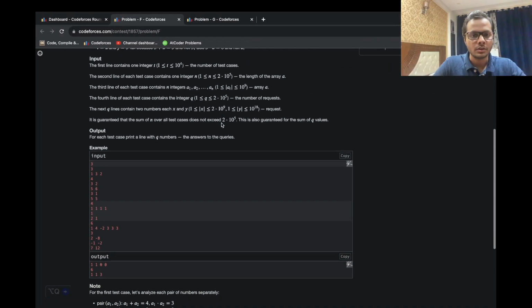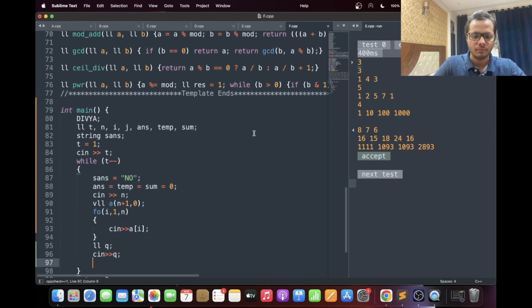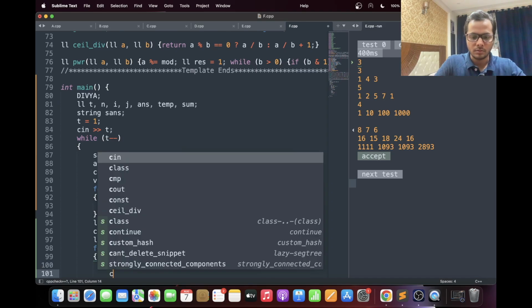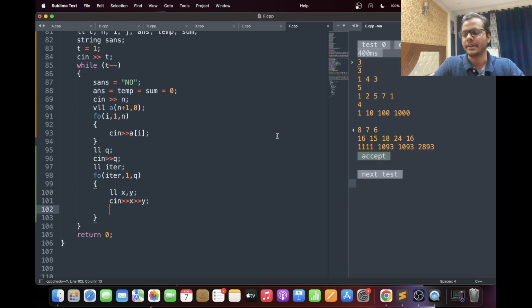So we have taken both x and y. Now we are looking for the value of ai and we know the quadratic formula. First of all, the discriminant should be a perfect square, since we are dealing with integers. The discriminant is b square minus 4ac, which here is x square minus 4y. That should be greater than or equal to 0, and that should also be a perfect square.